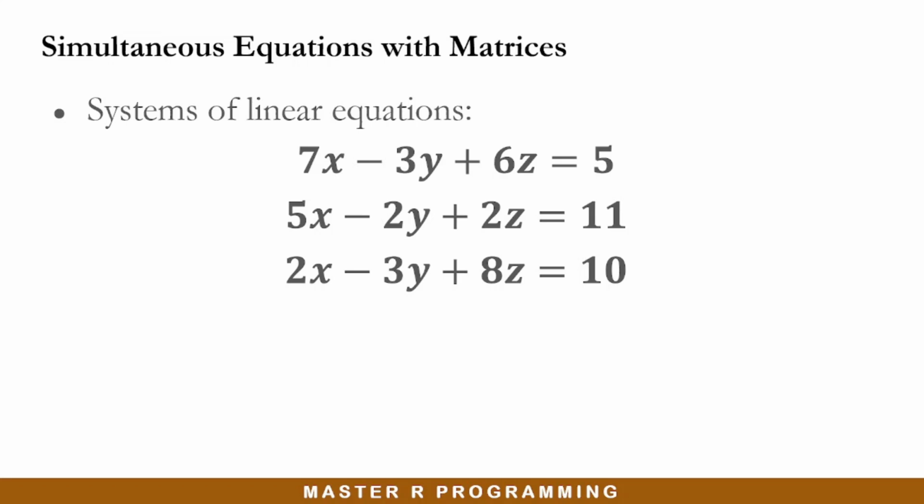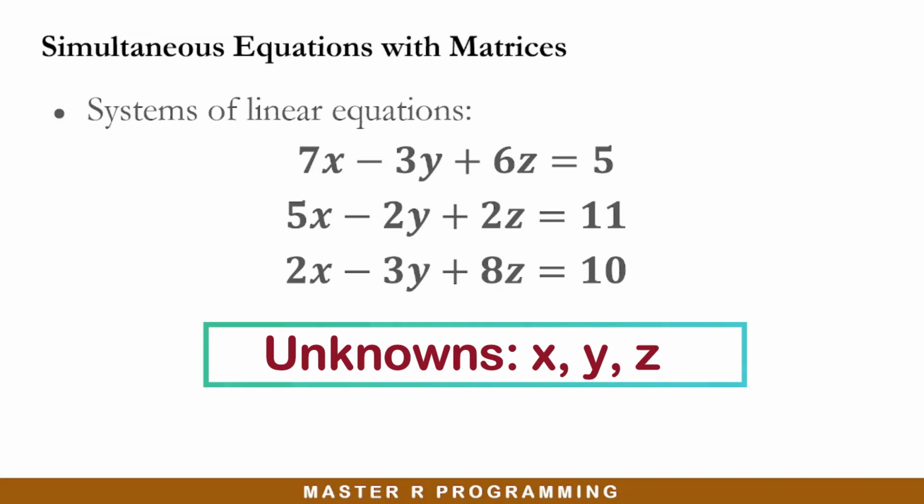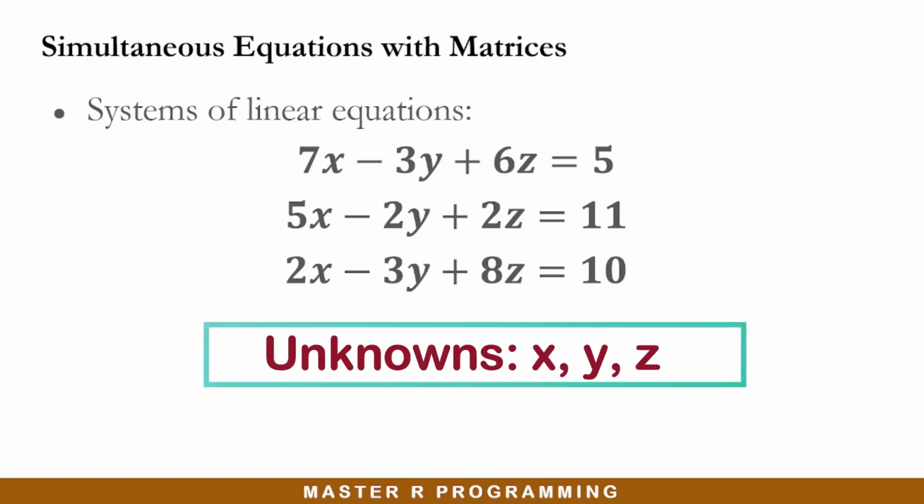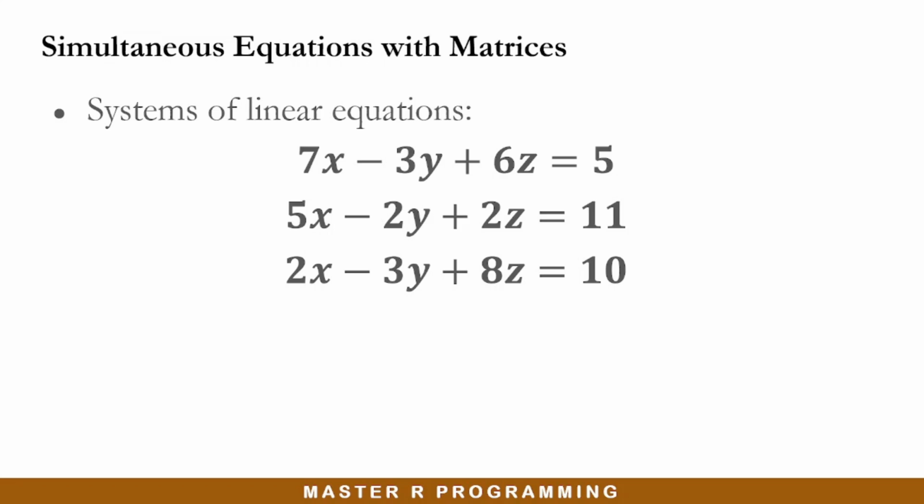So this is an example of a system of linear equations. We have three equations, and then we also have three unknowns. This is what usually in mathematics would be called three equations with three unknowns. The unknowns are the variables x, y, and z, whose solution we seek from this system of linear equations.